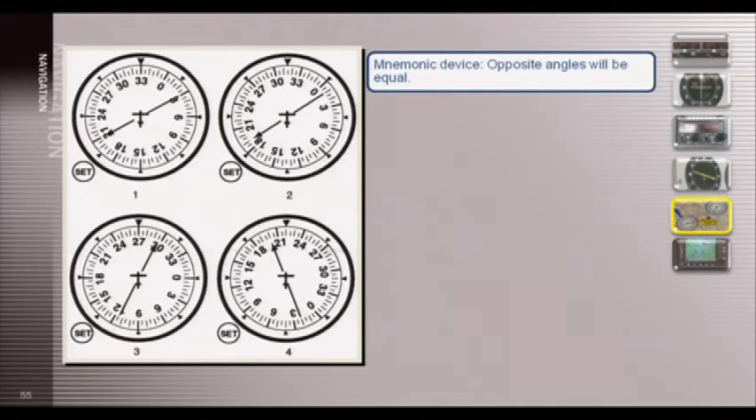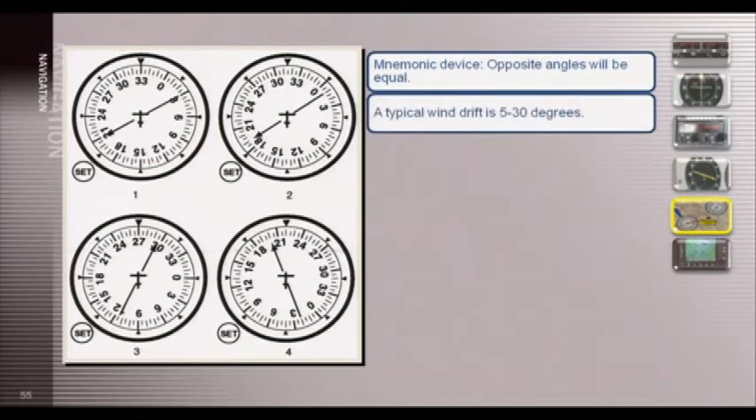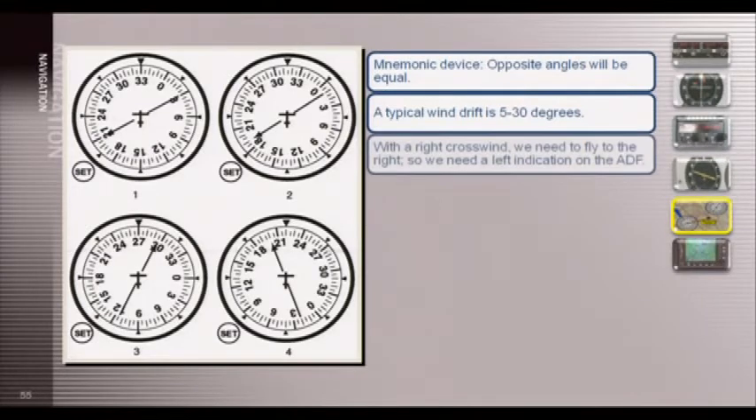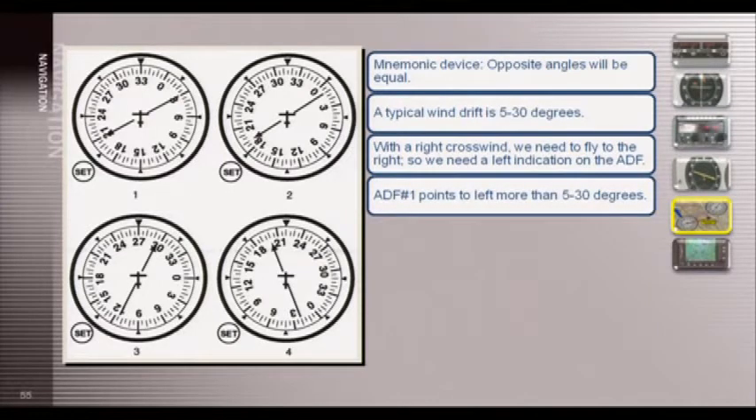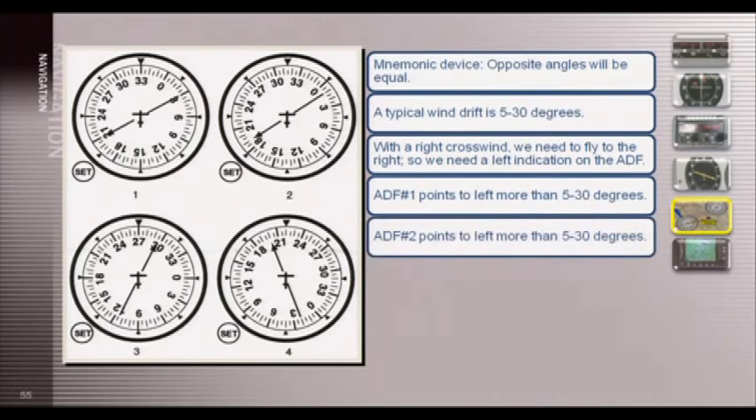A typical wind drift could be anywhere from 5 to 30 degrees. The needle will point to the left with a right crosswind. Look at the choices and find out which one is going to be closest to what you need. Here is ADF indicator number 1. You can see that the deflection is more than 5 to 30 degrees. Look at ADF indication number 2. Once again, it points to the left, but way outside our 5 to 30 degree correction angle.